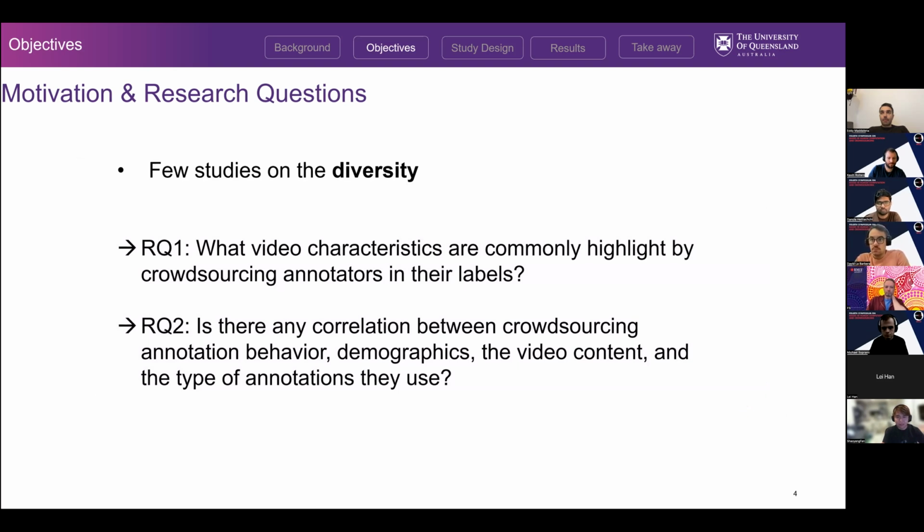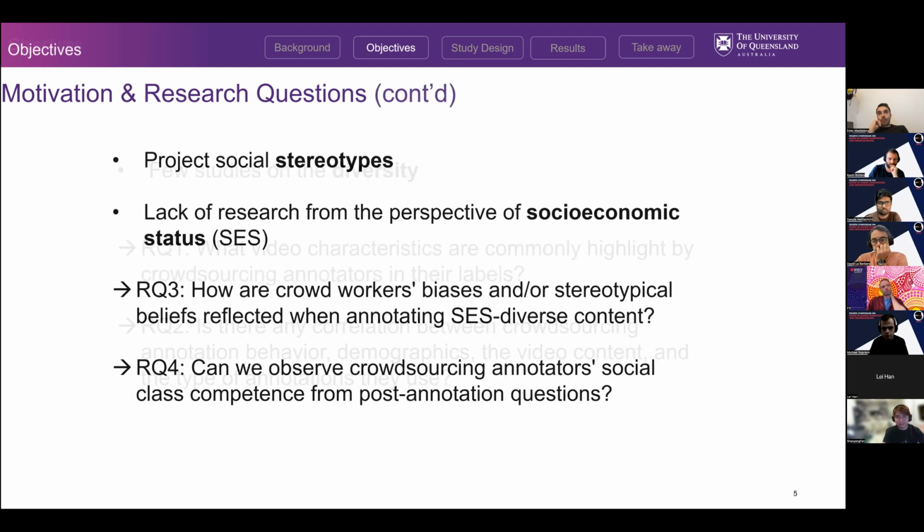The first research question is what video features are highlighted by the crowd workers. The second question is whether there are any correlations between the annotation behavior, their background information, and the video content, and the type of annotation they provide. On the other hand, the annotations provided by the workers can also show how they describe and think about digital content, which means they have a chance to project their bias into their annotations.